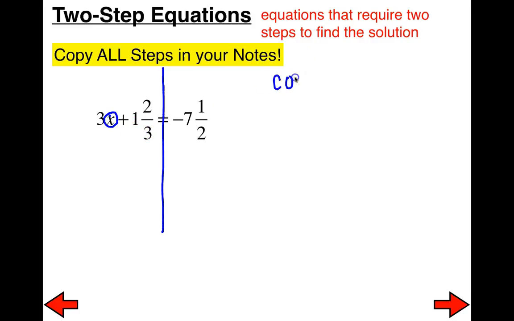And the reason why we get rid of the constant is because you're undoing addition or subtraction. And you're going to find that this is a lot easier than doing multiplication or division first. So that's what I'm going to do. The inverse of adding 1 and 2/3 would be to subtract 1 and 2/3. These are additive inverses, creating 0.